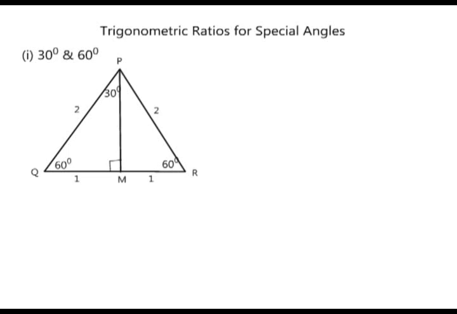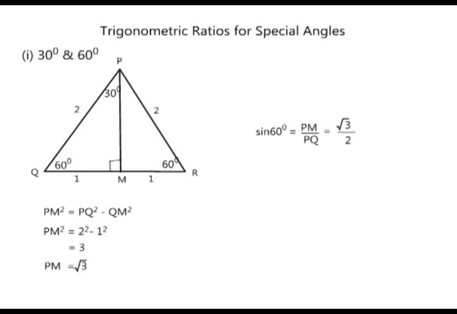In triangle PQM, using Pythagoras theorem, PM squared is equal to PQ squared minus QM squared. We've said that PM bisects the base QR, and so QM is equal to 1 unit. Therefore, PM squared is equal to 2 squared minus 1 squared, which is equal to 3. Therefore, PM is equal to root 3. Therefore, sin 60 is equal to PM over PQ, which is equal to root 3 over 2.